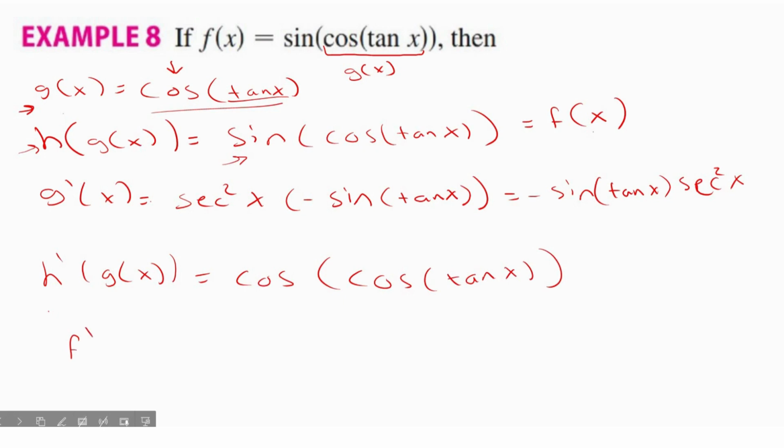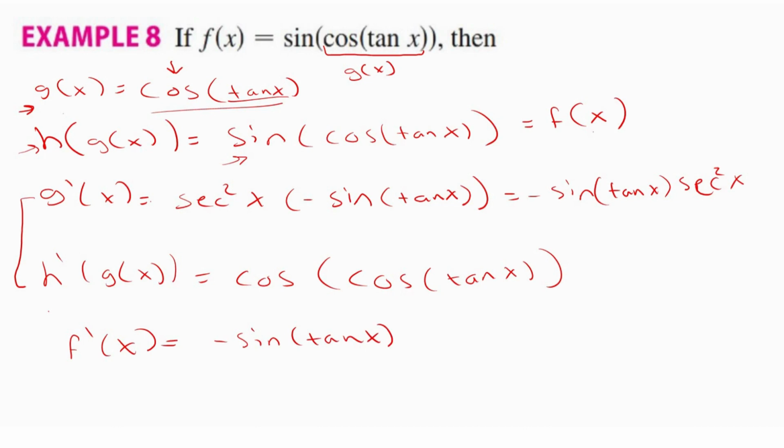Now to write f prime of x, it's going to be the multiplication of g prime of x and h prime at g of x. So this will be negative sine of tan of x multiplied by secant squared of x multiplied by cosine of tan of x. And here we stop.